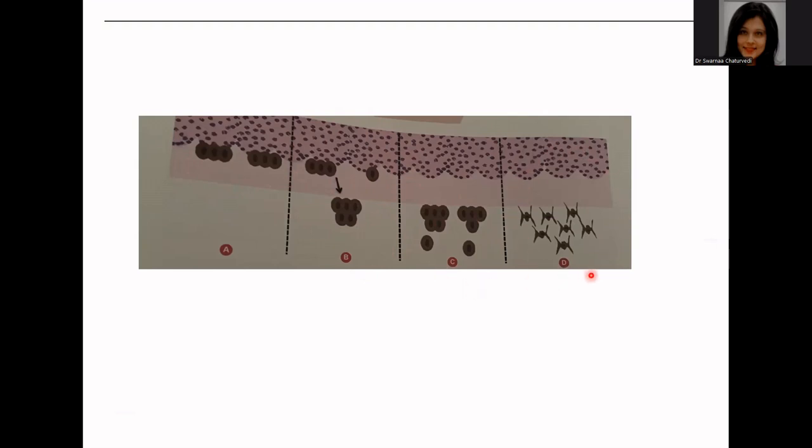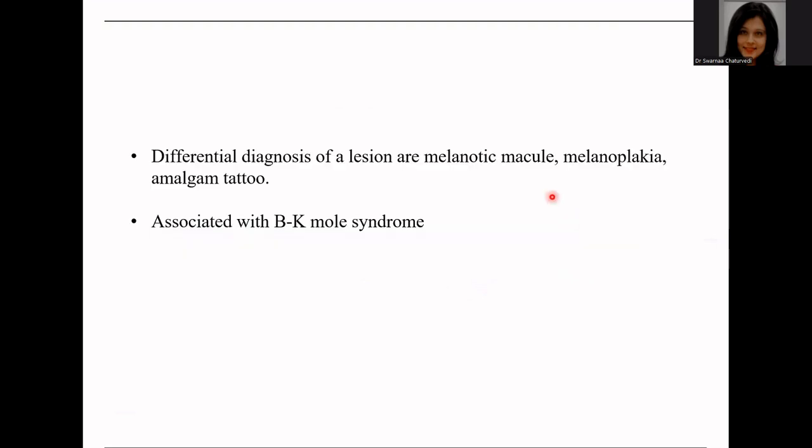Now, in the blue nevus, what happens? There'll be elongated melanocytes with long dendrites. So, this is the histological picture of the different variants of the oral nevi. If we look at the differentials, it is melanotic macule, melanoplakia, and amalgam tattoos. It has a strong association with Peutz-Jeghers syndrome.